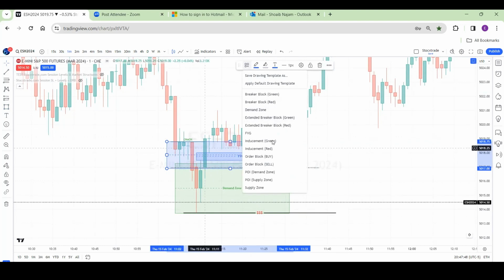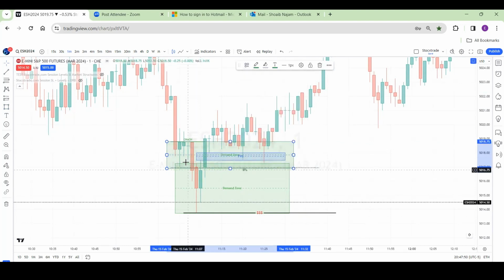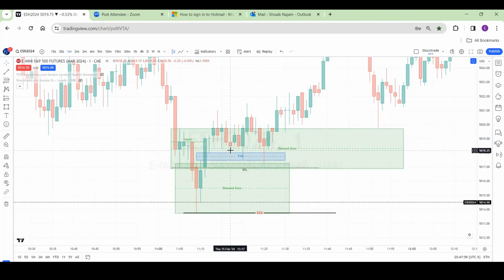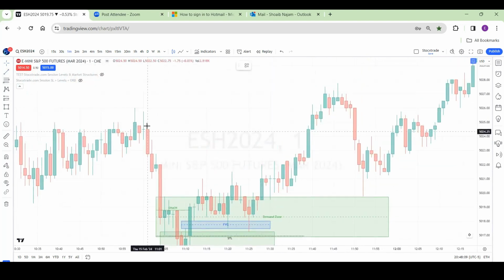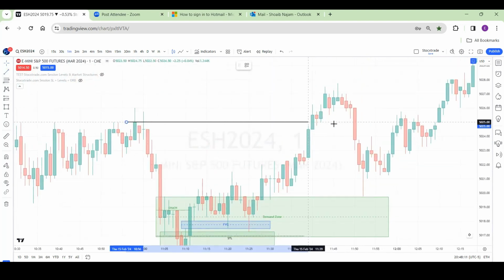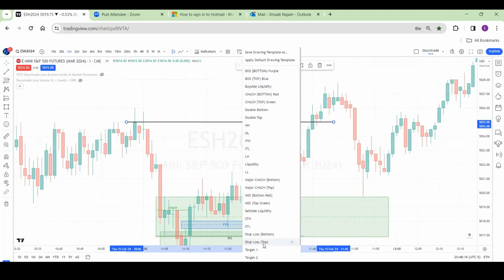I'm not marking the wick. You can mark it, but this is a big candle. Okay, mark the wick. This is your green candle, the extended breaker block. And you need to see the fair value gap, the reversal area. Okay, you got the entry. You enter somewhere here. And where is your target? Your target will be this internal liquidity or external liquidity.